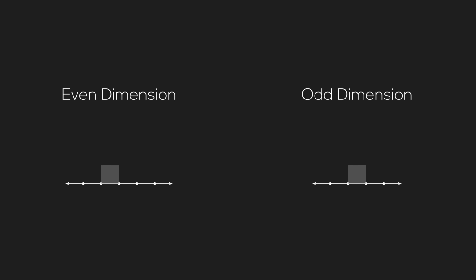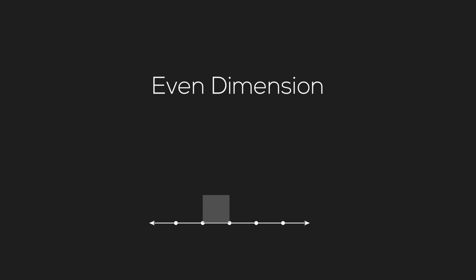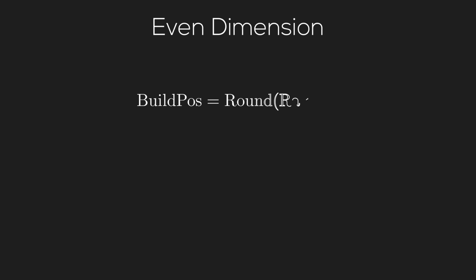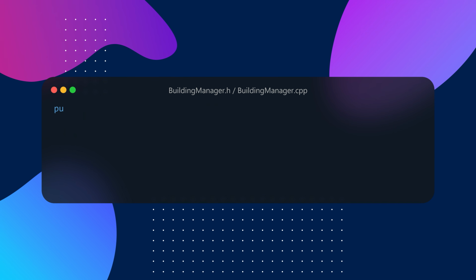In the case of buildings with even dimension, we can observe that the midpoint of the building is always an integer. Thus, we can simply round the ray position to obtain the position of the building. It is pretty easy to extend this to a grid where cell size is not 1. We simply divide the ray position by cell size inside the round function and multiply by cell size outside the round function. The code for that is self-explanatory.